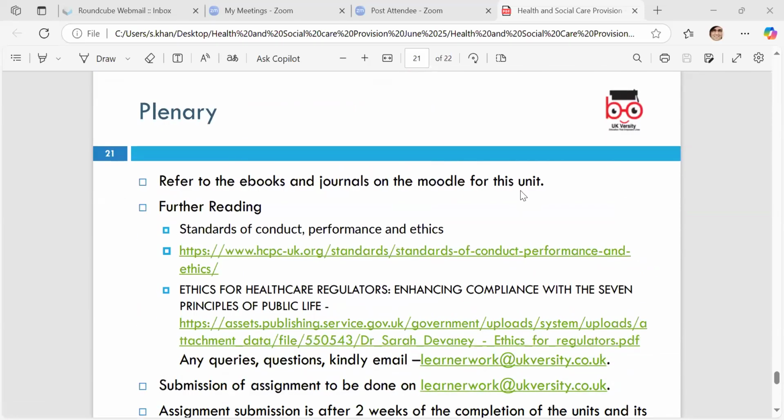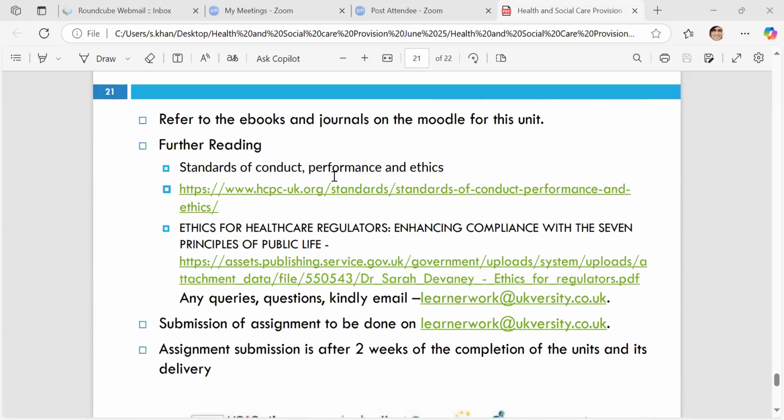Refer to ebooks and journals on Moodle for further reading. There are some links there on standards, conduct and performance, and Ethics for healthcare regulators. Any questions or queries can go through Learner Work at ukvarsity.co.uk, and submission of the assignment will be done on that as well, which we'll go through more next week. Your assignment discussion is next week because we've finished the 4 learning outcomes. The 4 learning outcomes will all be recorded and put on Moodle for you, and any ebooks or extra reading is all on Moodle for you to refer to, okay?